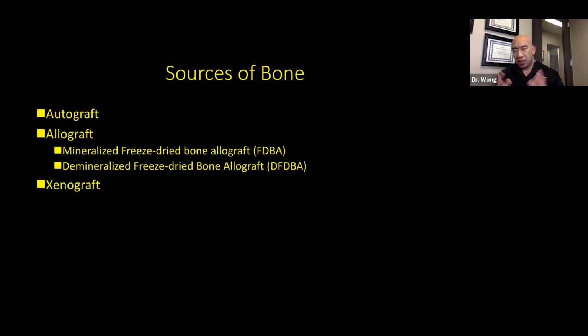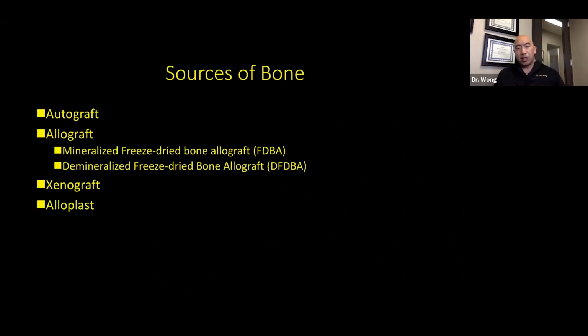The third option is, because sometimes patients get kind of freaked out with cadavers and stuff, they'll ask you to use something else like an animal. So sometimes we use a xenograft. Xenografts mostly come from cows or pigs, so bovine or porcine grafts. But it should be noted that sometimes it comes from horses, which is equine bone.